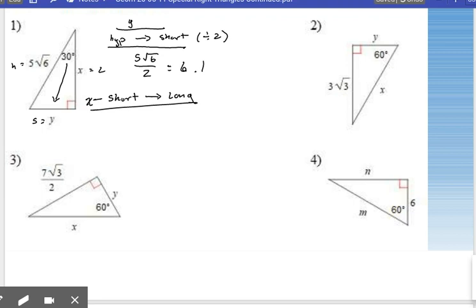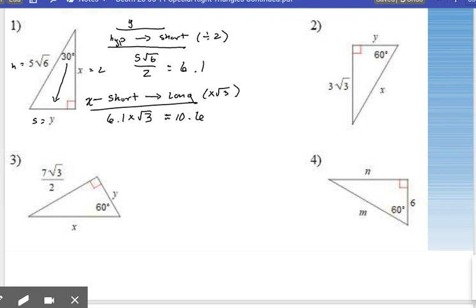Now, short to long, we're going to multiply by the square root of 3. So I'm just going to use my 6.1. 6.1 times the square root of 3. Since I already have a decimal there, I'm going to go ahead and calculate 6.1 times the square root of 3. And I'm getting approximately, rounding to the 10th again, 10.6.